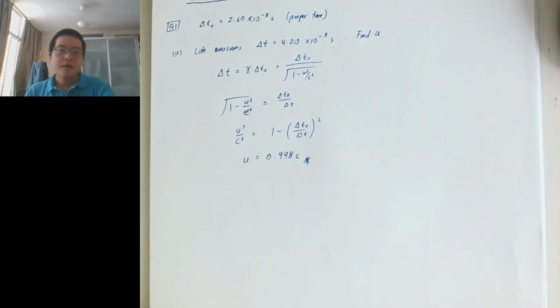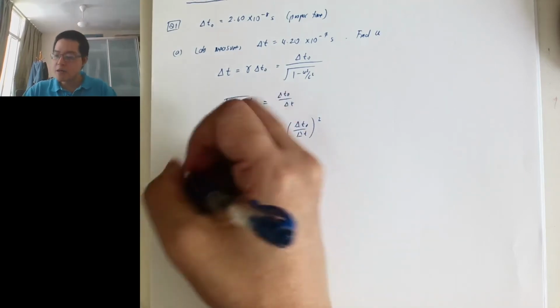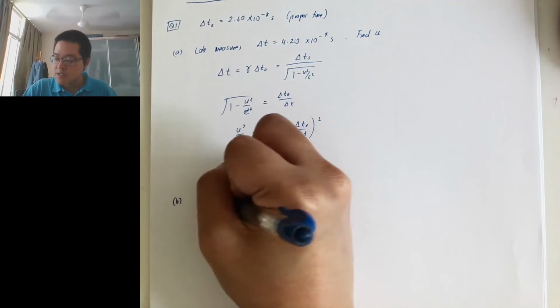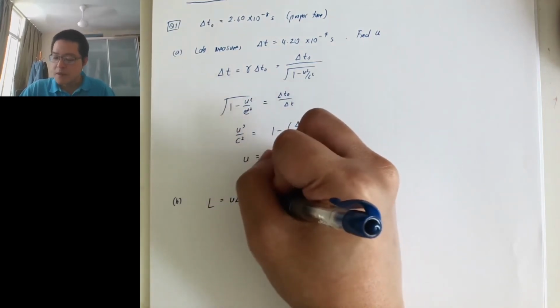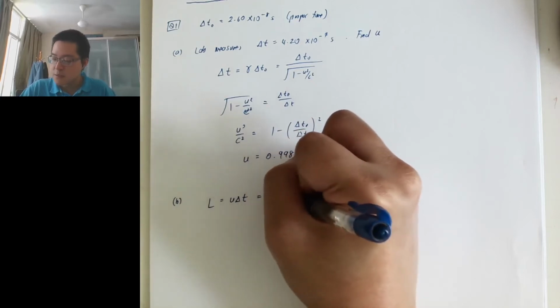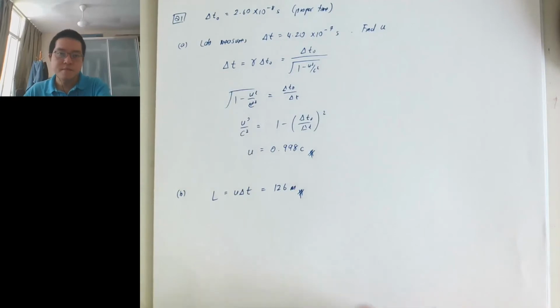Okay, so the next part is, what is the distance traveled by the pion during this lifetime? We know the time taken, and we know how fast the particle traveled relative to the lab, so we just need to take d equals u times delta t. So it's just 126 meters. Just like that.